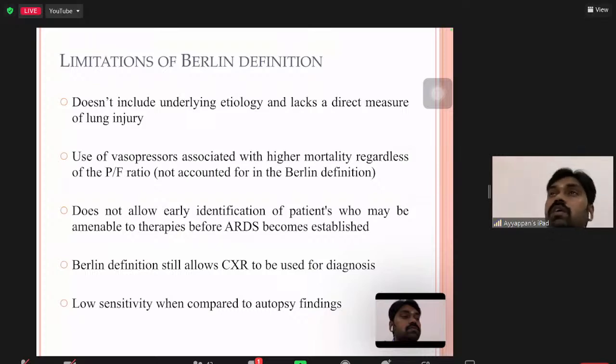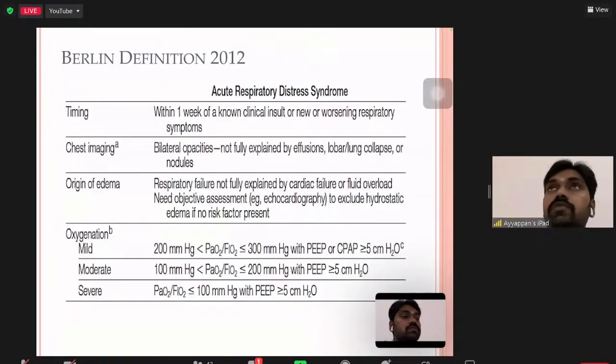So these are all the limitations, but now the universally followed guideline is the Berlin guideline, which again uses timing, chest imaging, origin of edema, as well as oxygenation. And based on that, it classifies ARDS into mild, moderate, and severe. ALI, or the acute lung injury terminology, is no longer in use.